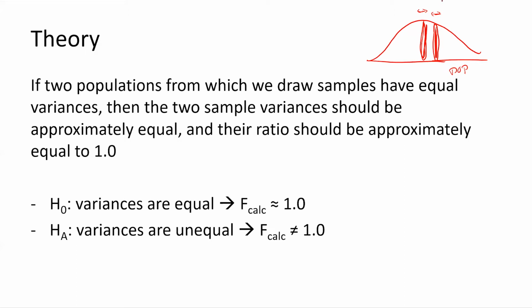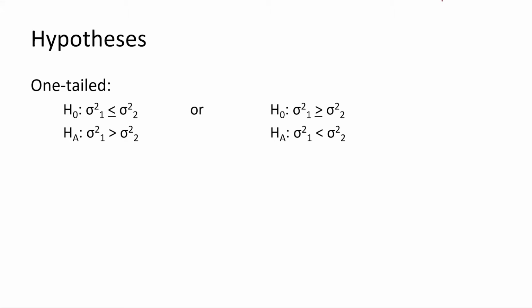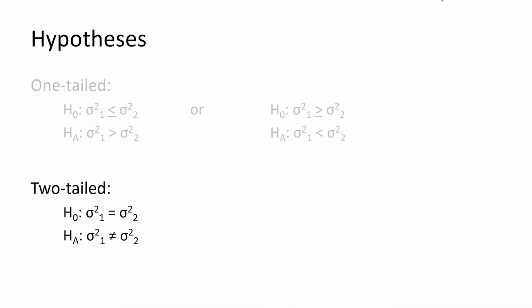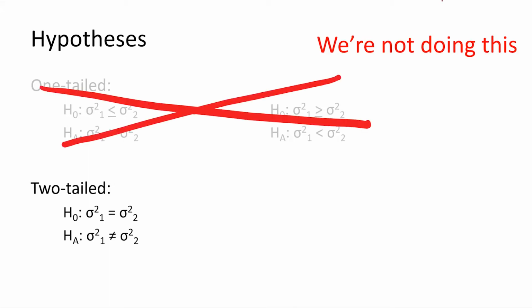So again, for our null hypothesis, if the variances are equal, our F calc should be approximately equal to 1. If our variances are unequal, our F calc should not equal 1. It should either be smaller or greater than 1. There are one-tailed and two-tailed hypotheses. However, for this class, we are not doing a one-tailed hypothesis. You'll see this in the lab manual, but we're not going to be discussing it, and I'm not going to be testing you on it. We're just going to be looking at two-tailed F-test hypotheses. So are the variances equal or unequal?